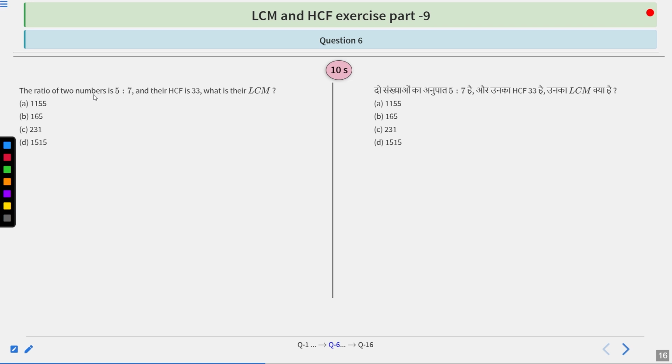The ratio of two numbers is 5:7, and their HCF is 33. Then what is their LCM? Options are option A 1155, option B 165, option C 231, and option D 1550. These are the options.